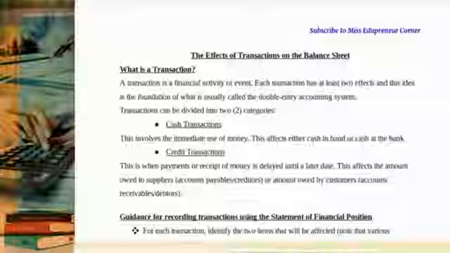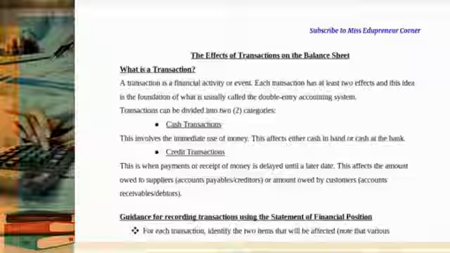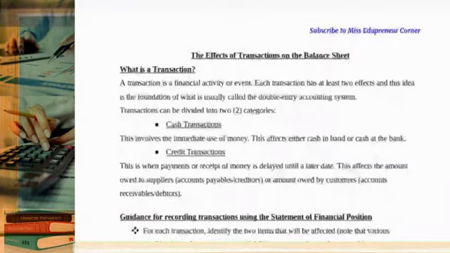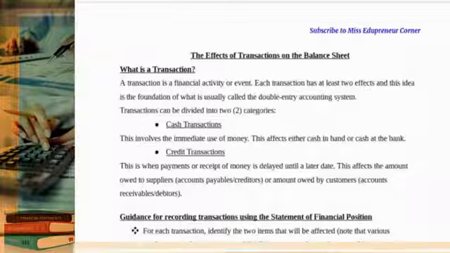Transactions can be divided into two categories: cash transaction and credit transaction. Cash transaction involves the immediate use of money. So this is like going to a store, purchasing an item, and payment is made immediately. This either affects cash in hand or cash at bank.